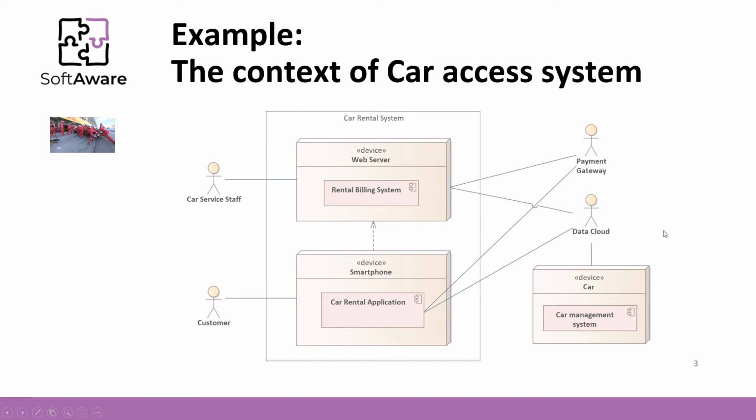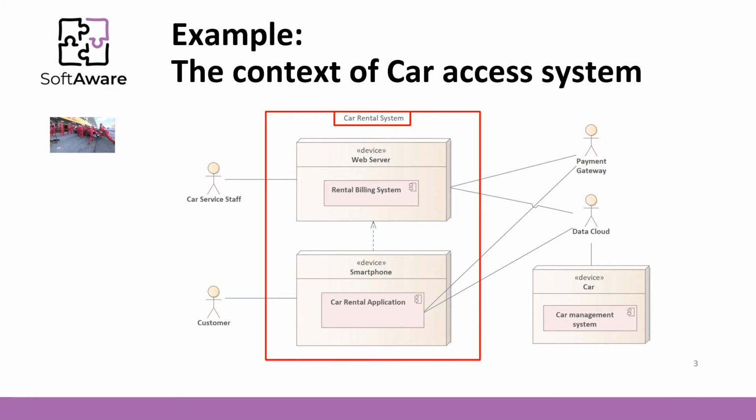In this example, we present a context model of a car rental system. Here, you may notice that there are interactions between actors and hardware systems, and also interaction between the systems themselves. So let's investigate a little to understand what this diagram tells us about the car rental system. We have a system boundary called car rental system.